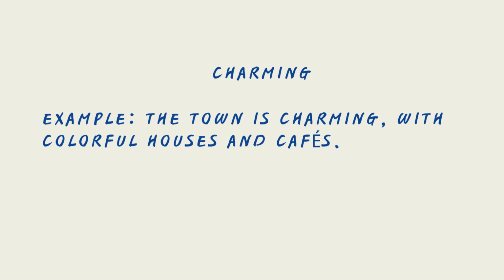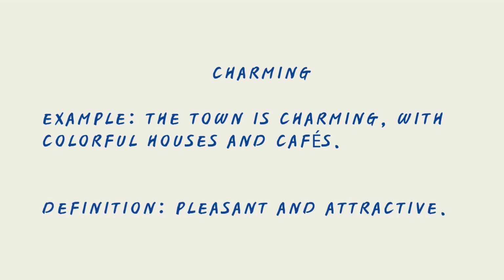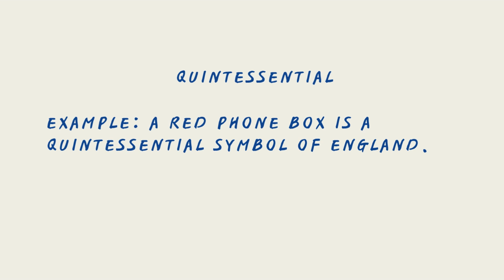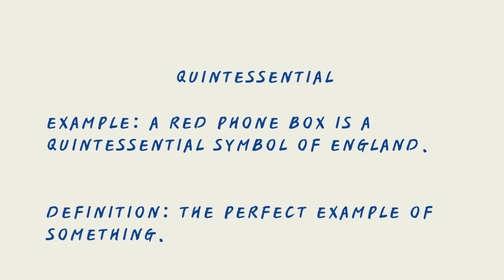Charming. Example: the town is charming, with colourful houses and cafes. Definition: pleasant and attractive. Quintessential. Example: a red phone box is a quintessential symbol of England. Definition: the perfect example of something.